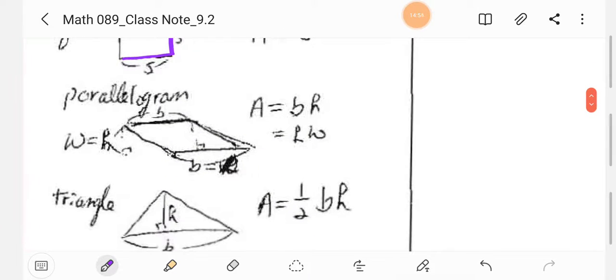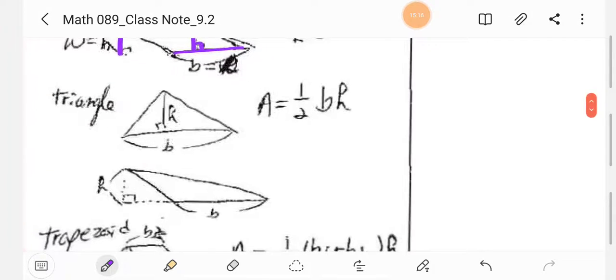Okay, parallelogram. Area of a parallelogram is what? It's really simple. Just multiply the base and the height. Okay, base and height. So this is the base, and this is the height. Okay, this is height, right?